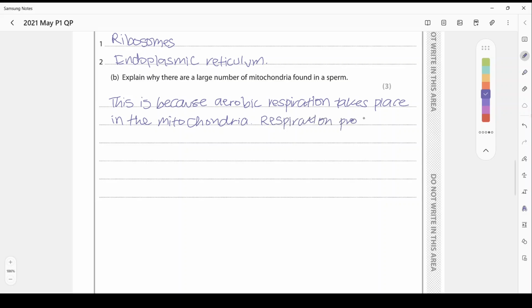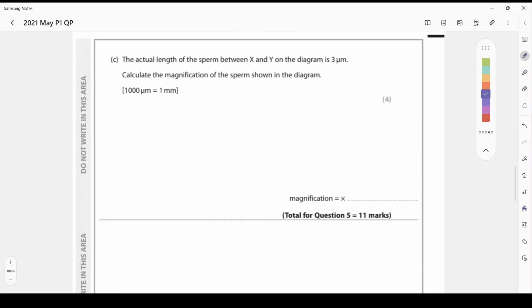Respiration produces ATP molecules which are needed for sperm to swim. All right, let's move on to part C.